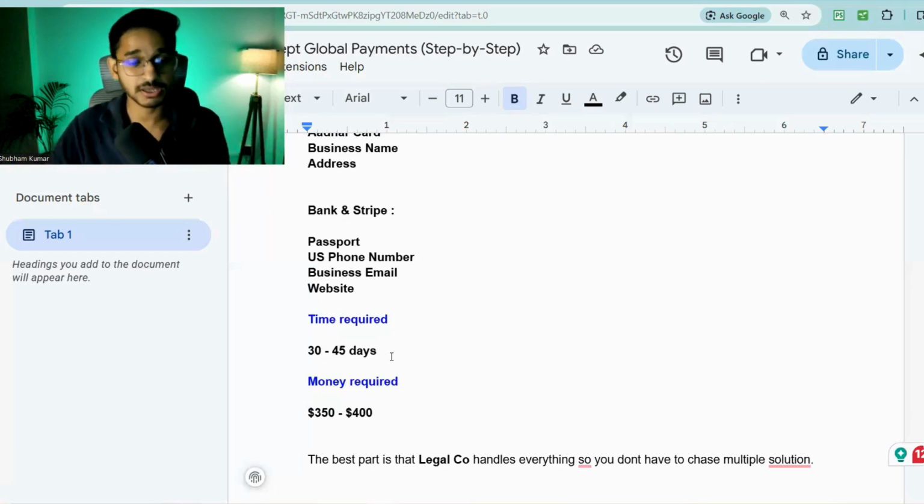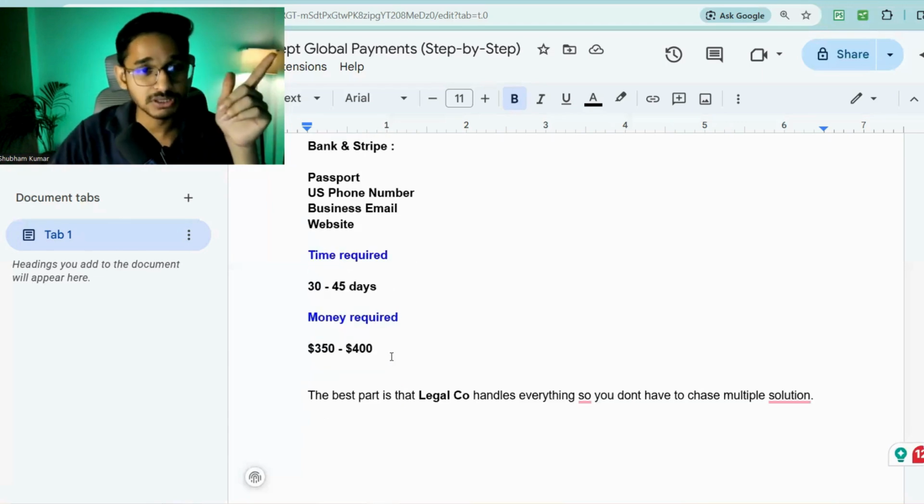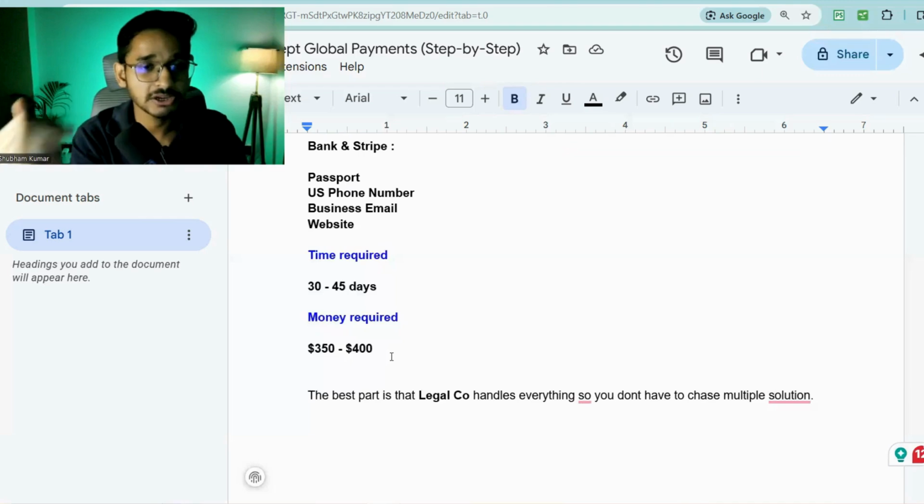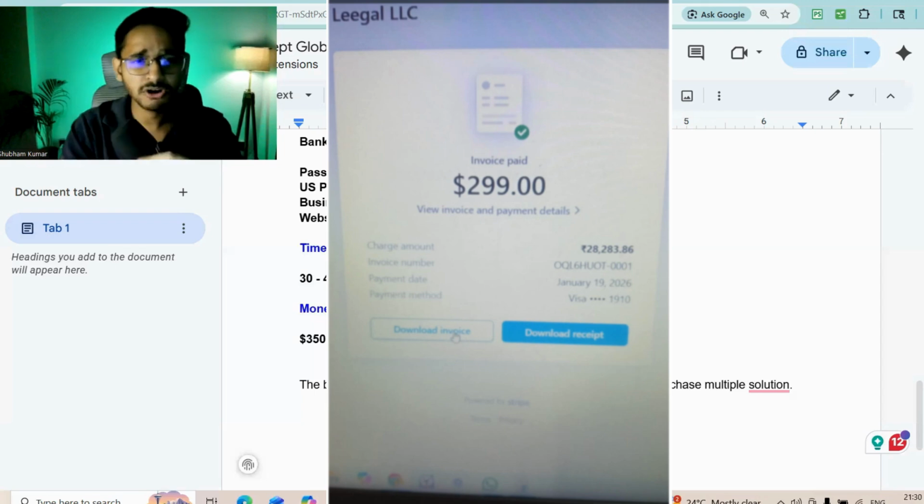That's the crazy part. Last but not the least, let's talk about how much money it costs to set up the entire process. It is usually going to cost you around $350 to $400 for the entire setup, from getting your US LLC to the bank setup to finally getting your Stripe account. Legal.co is the main platform where you will pay. I think they usually charge $350 for their services, right? I got a small discount, so I paid only $300.